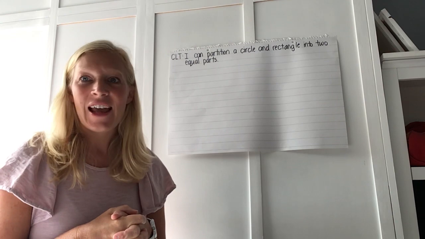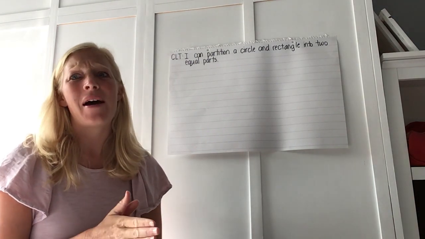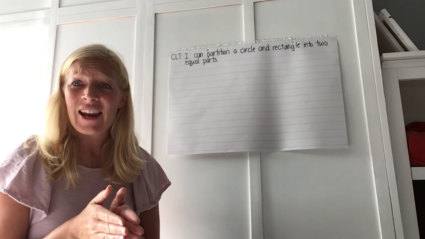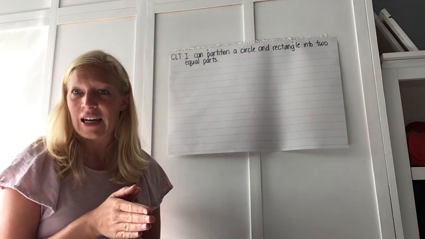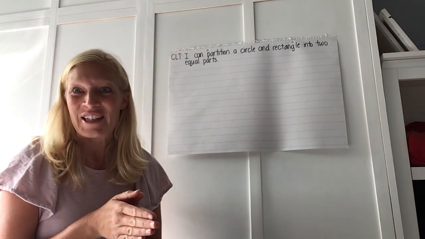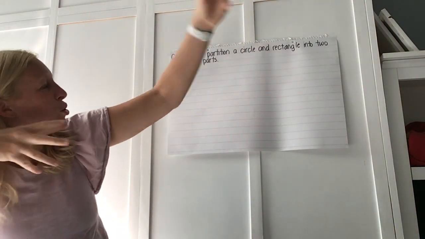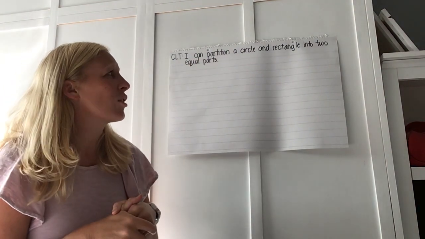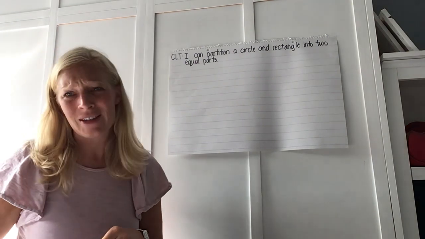We're going to be adding on to what we learned about shapes last week, and we are going to be breaking them up into parts today, which is super exciting. Let's go ahead and get our target ready, and then we're going to talk about the things that you're going to need to really dive into fractions this week. Let's go ahead and get those targets ready, and I can partition a circle and rectangle into two equal parts.